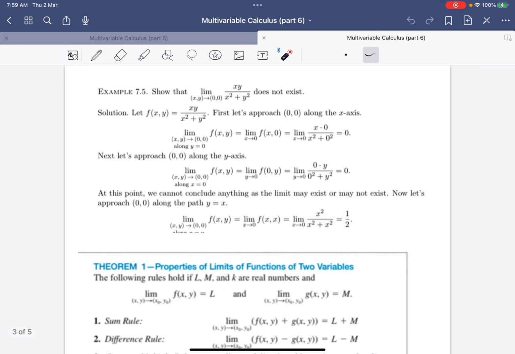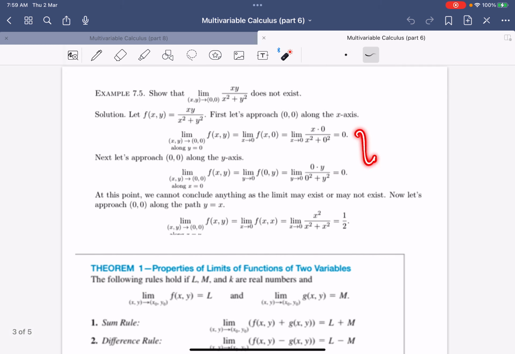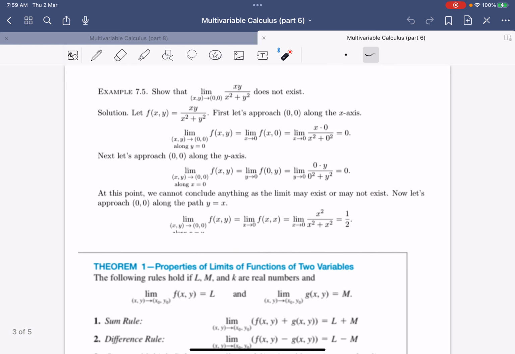Now, for this example, we want to show that the limit of xy over x squared plus y squared does not exist. Again, we will try our approach first of going along the x-axis, and we show that it equals 0. And as we travel along the y-axis, it equals 0 as well. So this might suggest to you that it equals 0. However, you cannot say that it equals 0 because you have not checked all paths. So we cannot conclude anything as the limit may or may not exist yet.